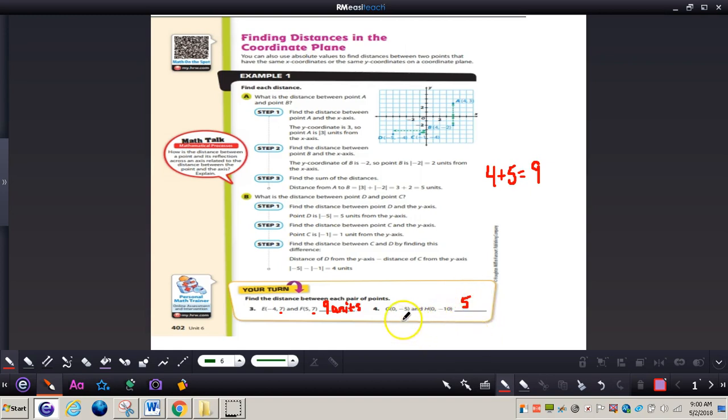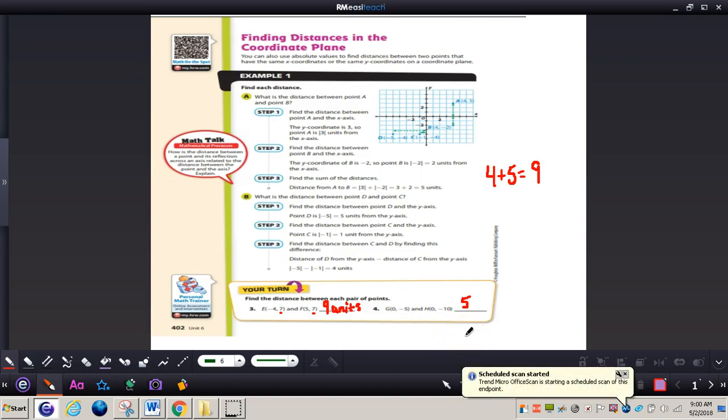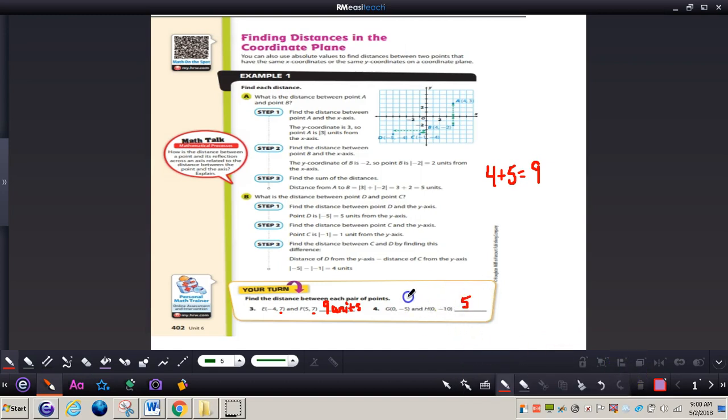Why is it 5 units? Because first of all, we take a look at the x-coordinates, which are both the same. So because of that, we need to take a look at the y-coordinates. They both have the same sign. In other words, they're both negative numbers. So because they're both negative numbers, you find the difference between their absolute values. So we take 10 minus 5, and that's going to give us 5 units there.